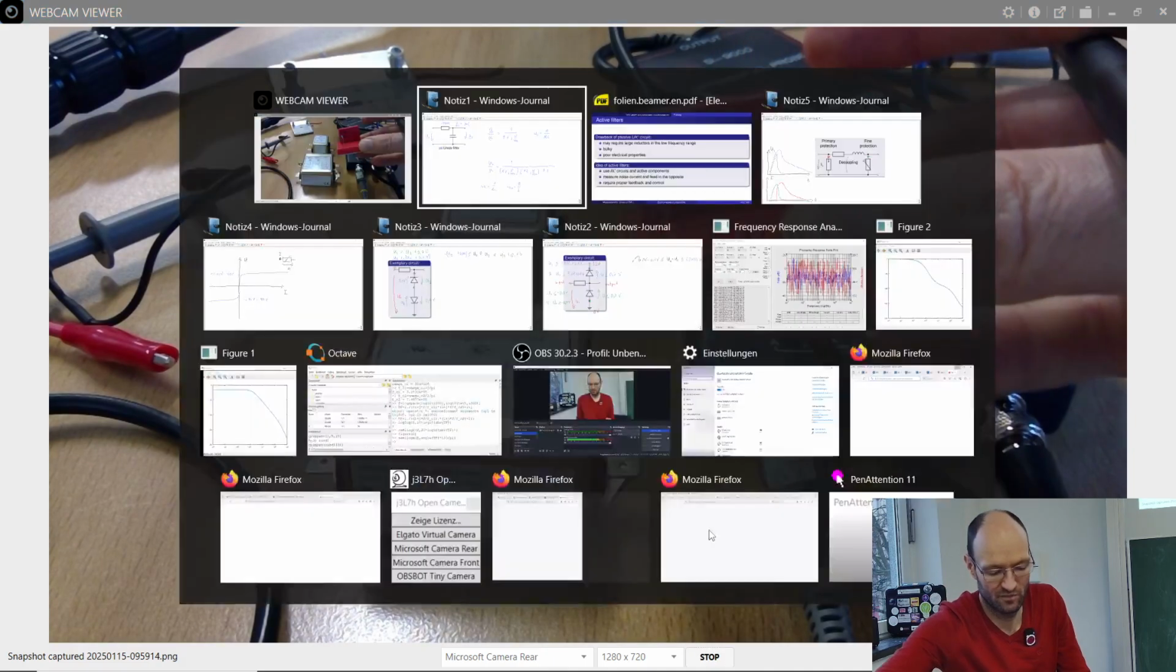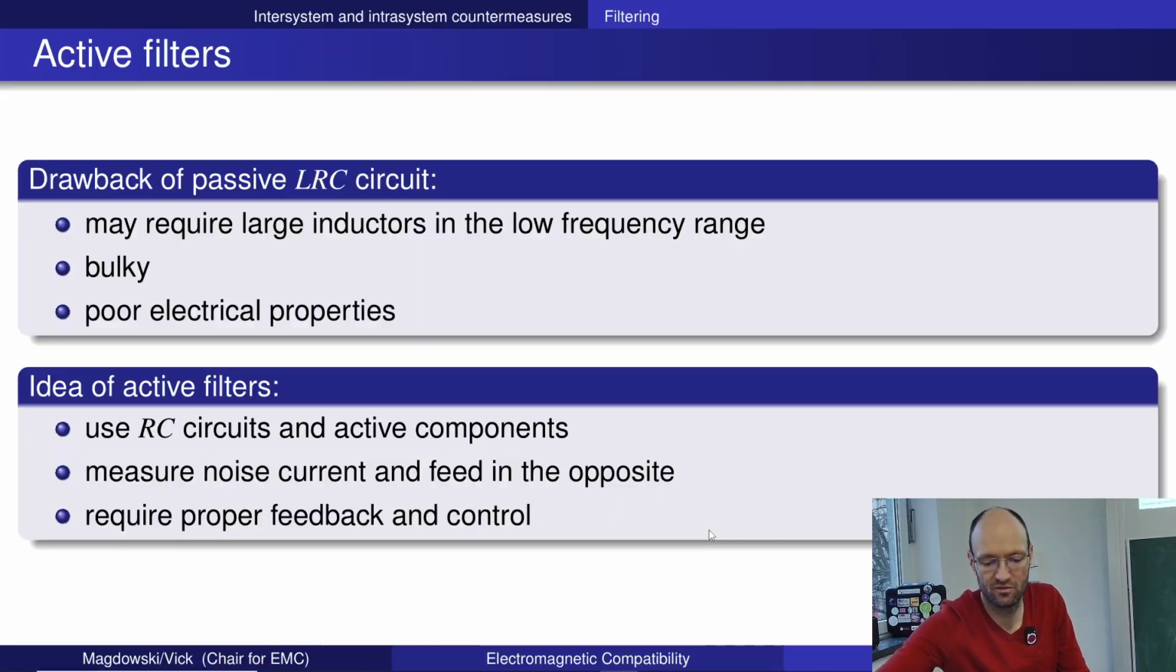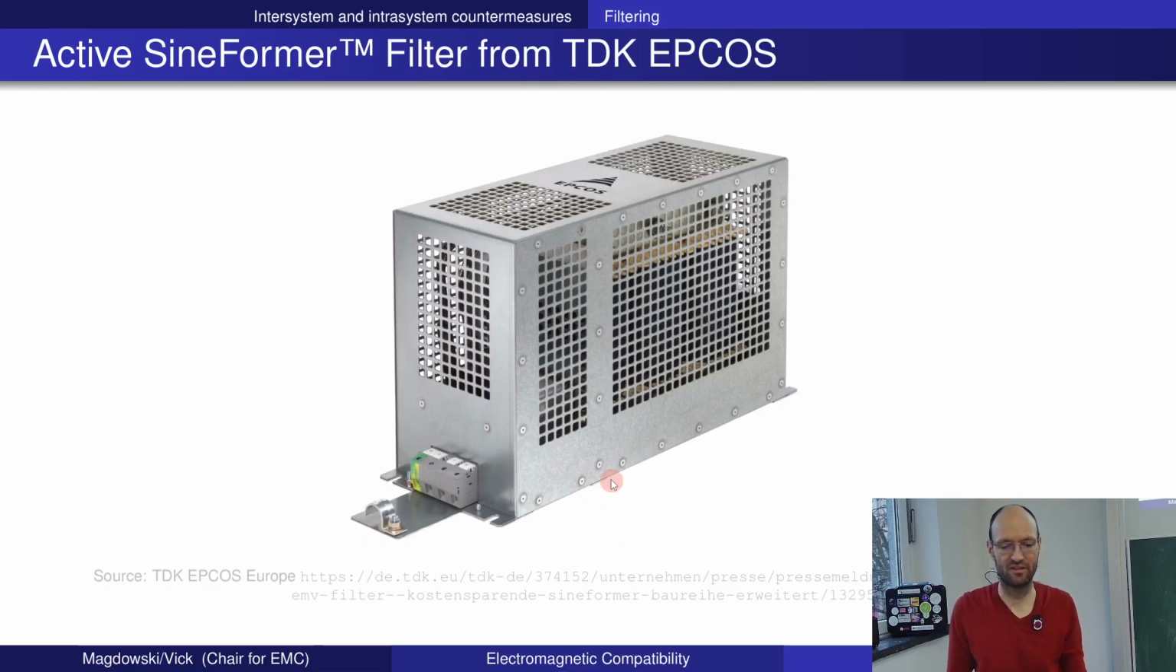And the same is for inductors. So if you want to have an inductor with some 100, 1000 microhenry or millihenry range for some amperes, you get really large, heavy, bulky inductors. So the idea is to use active filters instead. This is some commercial product, for example, from TDK Epcos, and this series is called sine former, because the idea is you have a motor drive.